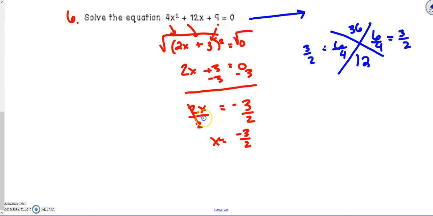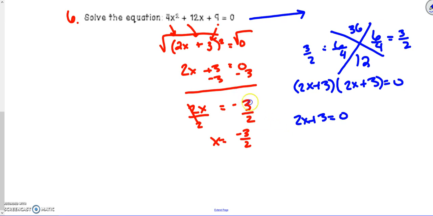Now we write that as expressions, and you're going to have 2x plus 3 and 2x plus 3 equals 0. So set one of those or both of those equal to 0. And if you'll notice, this is the exact same thing that we have here. So then we subtract 3 from both sides. 2x is negative 3, and then divide both sides by 2. So there you have it. Your answer is negative 3 over 2, either way you go. All right.